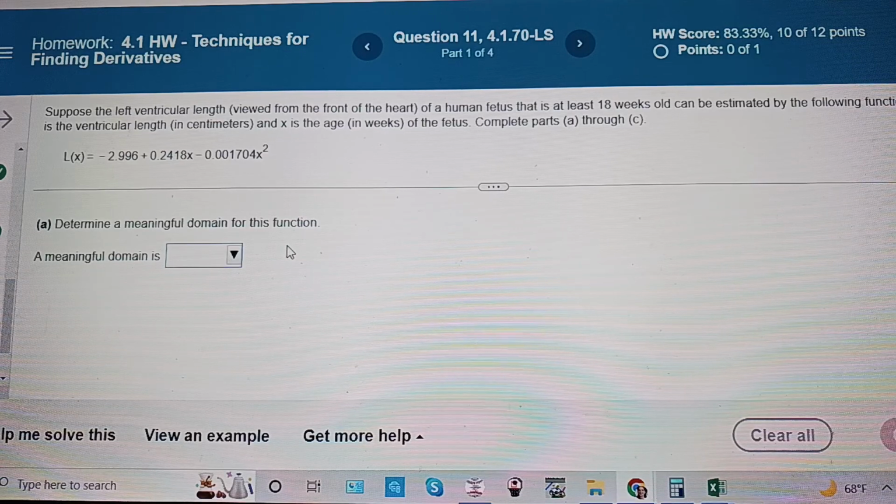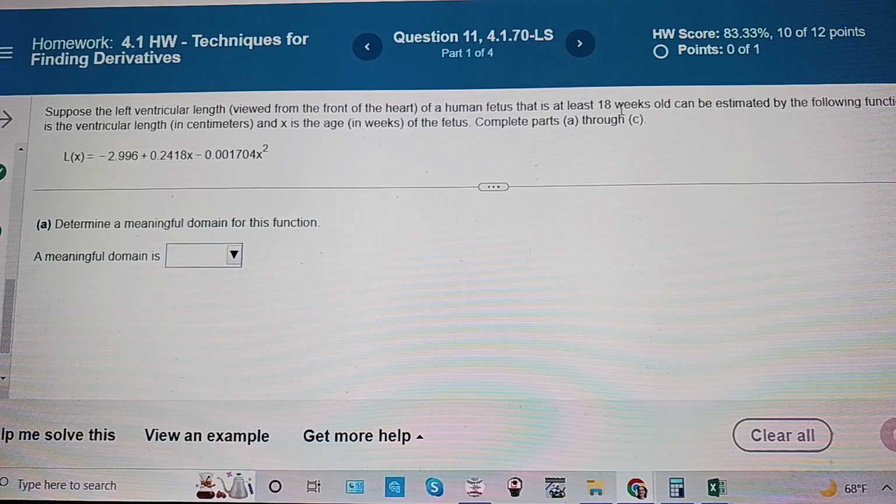So determine a meaningful domain for this function. Two things about that. They did mention at least 18. At least 18 means 18 and higher. So I guess if the fetus is under that, you can't even see the heart, or maybe it hasn't fully developed yet. So 18 is the minimum number. And in theory, it could be 18 to infinity, but fetuses normally don't go past about 9 months.